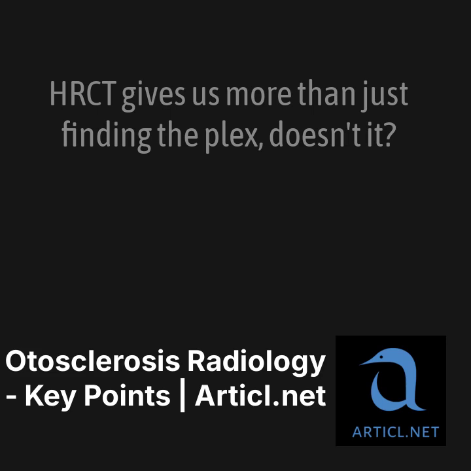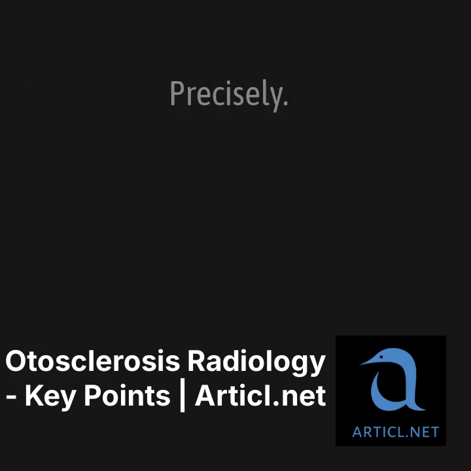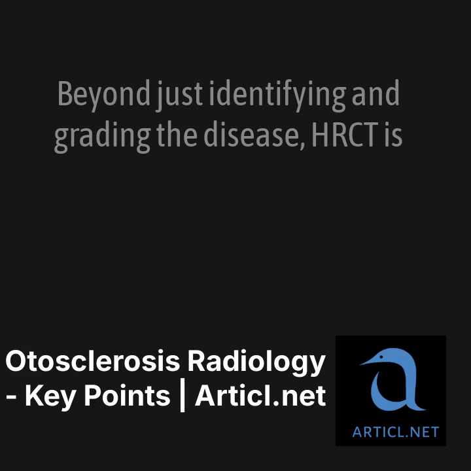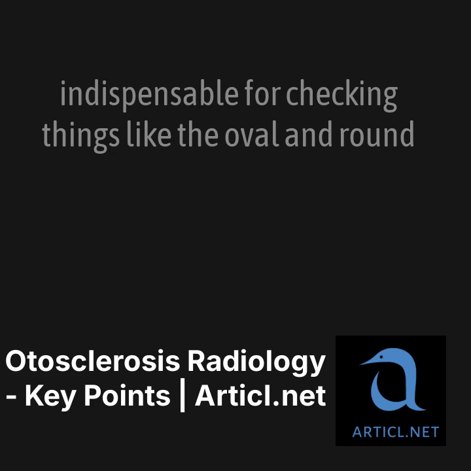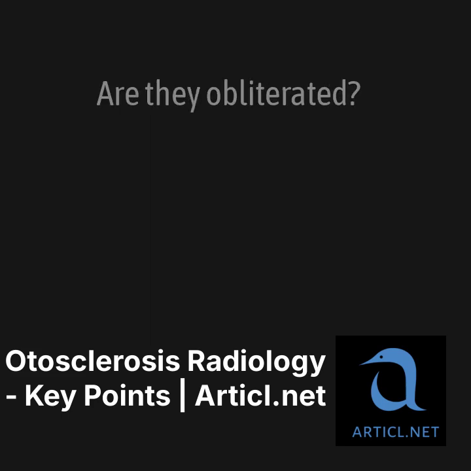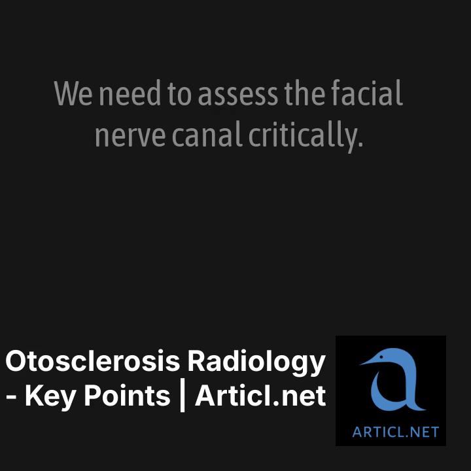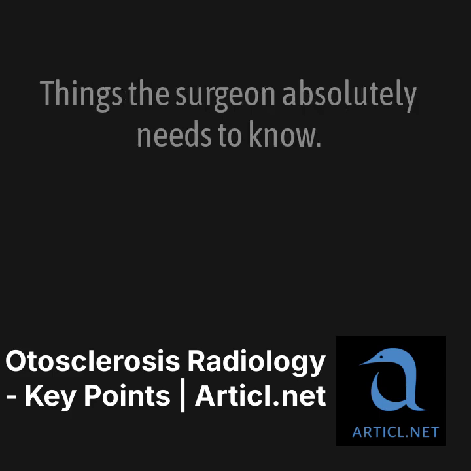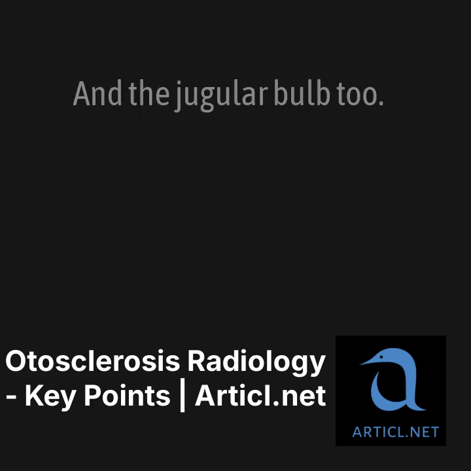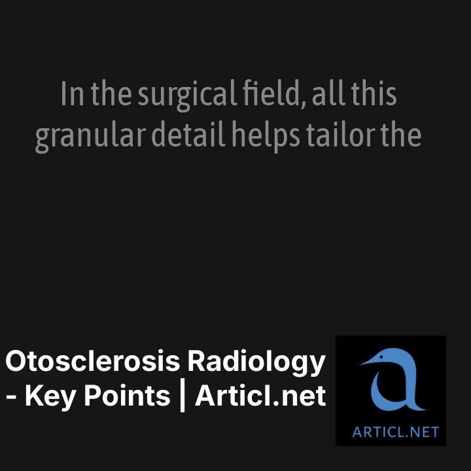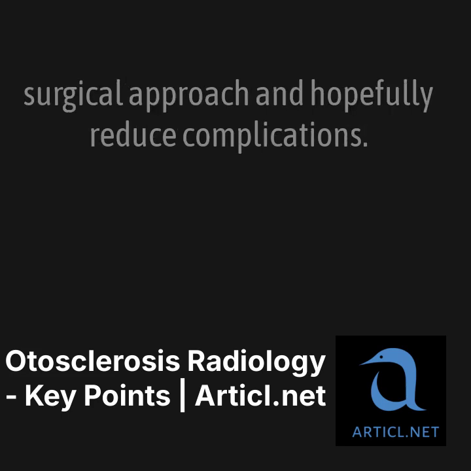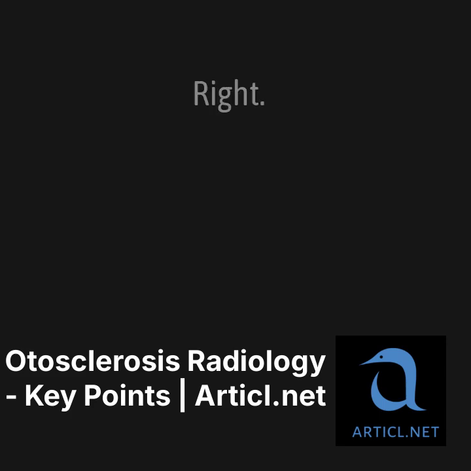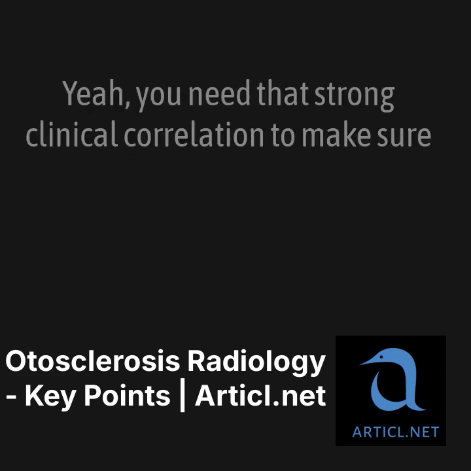HRCT gives us more than just finding the plaque, doesn't it? There's a whole pre-op checklist. Precisely. Beyond just identifying and grading the disease, HRCT is indispensable for checking things like the oval and round window status. Are they obliterated? We need to assess the facial nerve canal, critically its relationship to the oval window. Is it dehiscent? Overhanging? Things the surgeon absolutely needs to know. Definitely. And the jugular bulb, too. Is it high riding, potentially in the surgical field? Yeah. All this granular detail helps tailor the surgical approach and hopefully reduce complications. And it also means we need to keep mimics in mind, right? Like cochlear clefts, or tympanosclerosis, yeah. You need that strong clinical correlation to make sure you're calling it correctly.